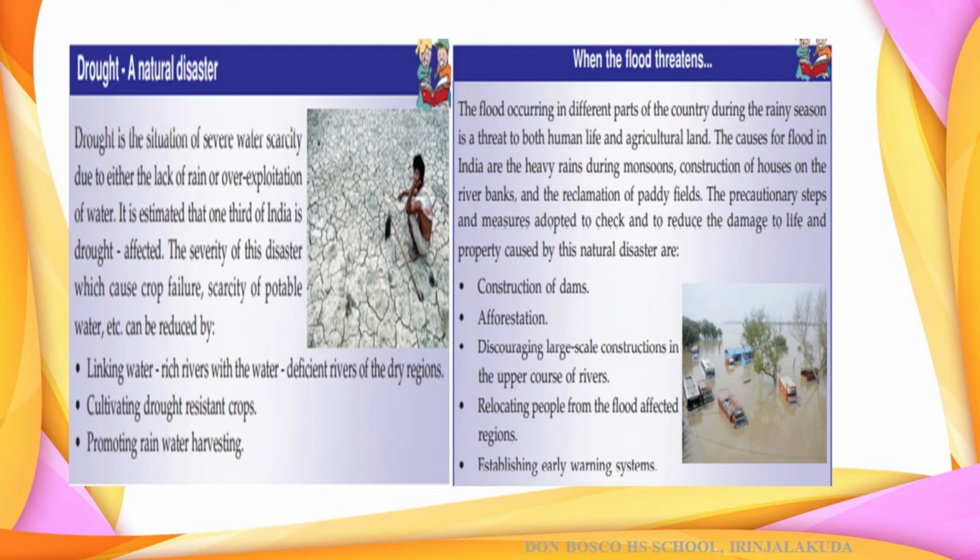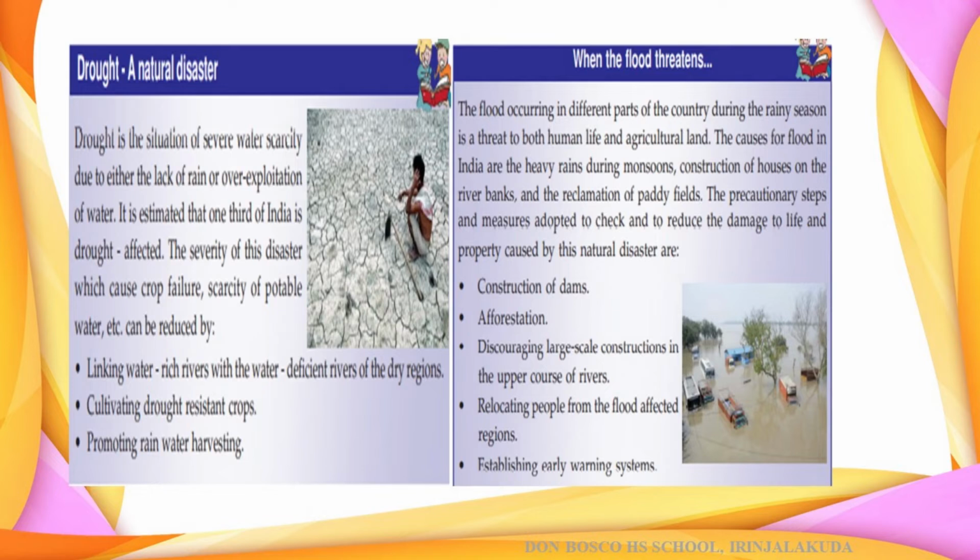Upper course of the river means from the top mountains, okay? Don't do any construction in the mountain tops, like some people make houses there or hill stations, etc. So we must discourage such constructions on the upper course of the river.